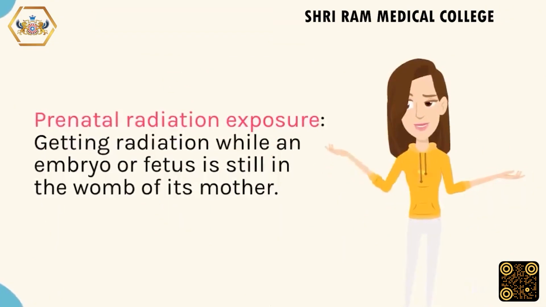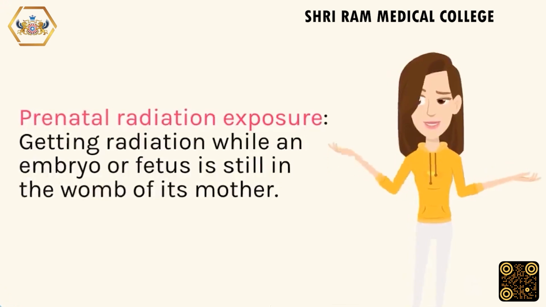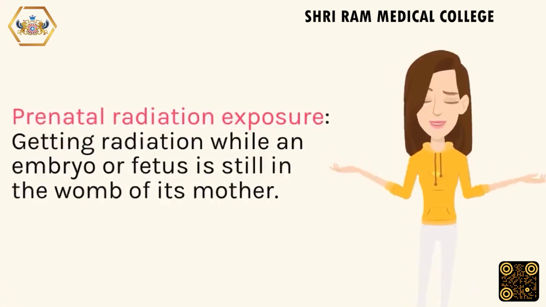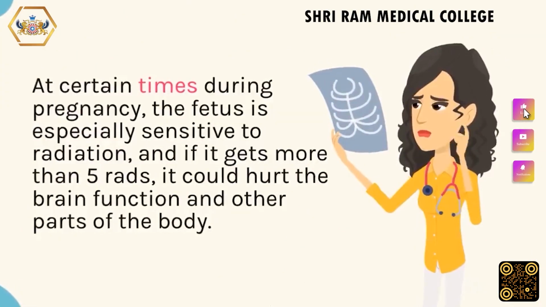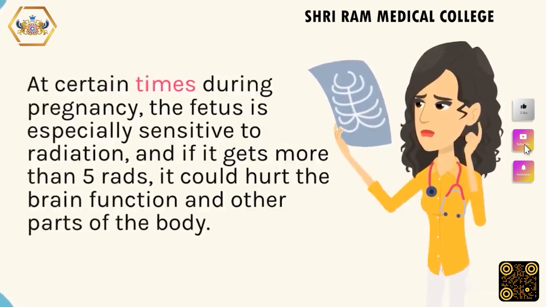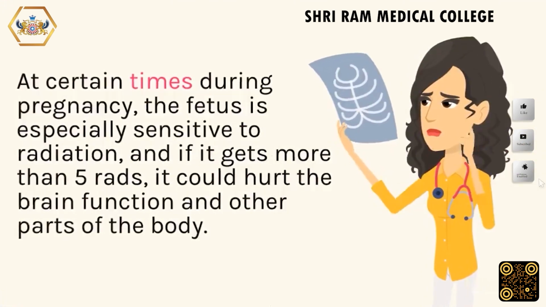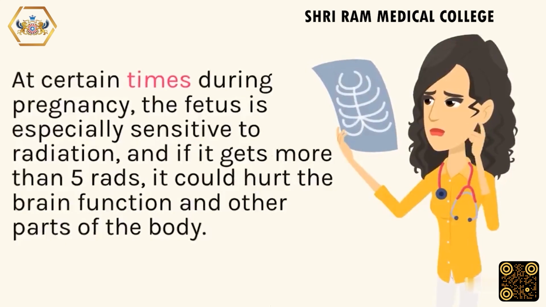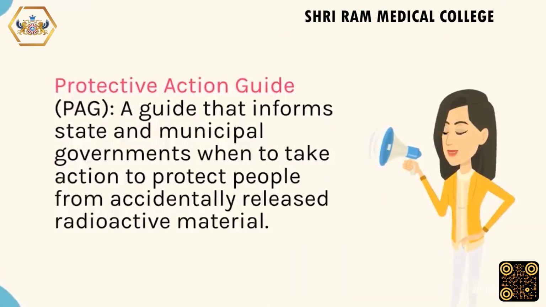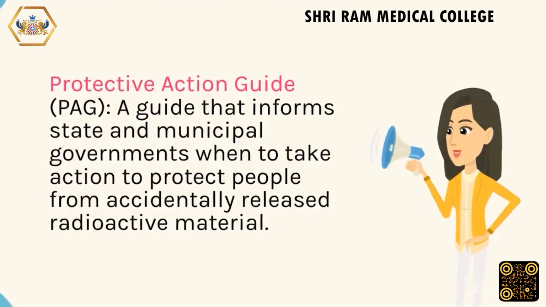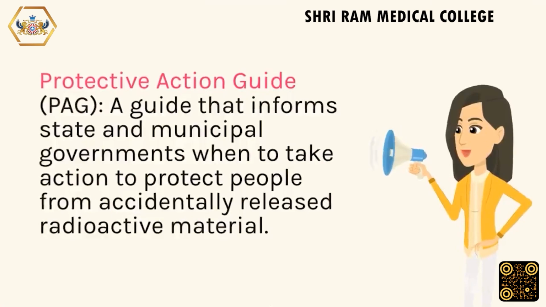Prenatal radiation exposure, getting radiation while an embryo or fetus is still in the womb of its mother. At certain times during pregnancy, the fetus is especially sensitive to radiation, and if it gets more than 5 rads, it could hurt the brain function and other parts of the body. Protective Action Guide, PAG, a guide that informs state and municipal governments when to take action to protect people from accidentally released radioactive material.